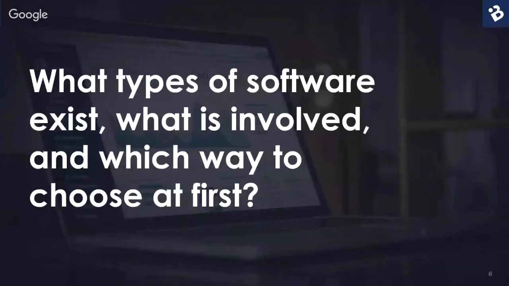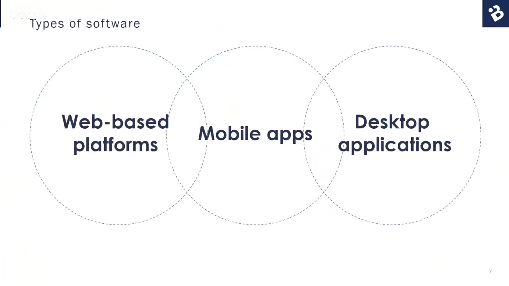Now let's talk about another thing. What types of software exist, what is involved, and which way to choose first. I think that there are three major software types. The first is web-based platforms, the second is mobile apps, and the third is desktop applications. In my experience, desktop applications are rare in the world of startups, so let's not concentrate on them.